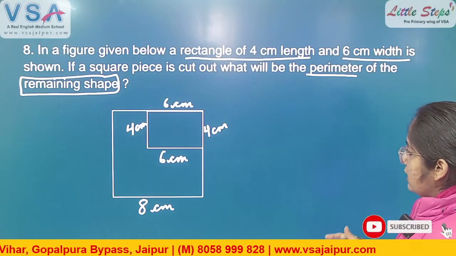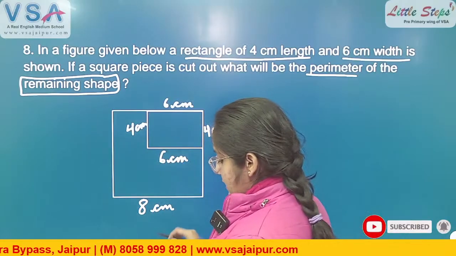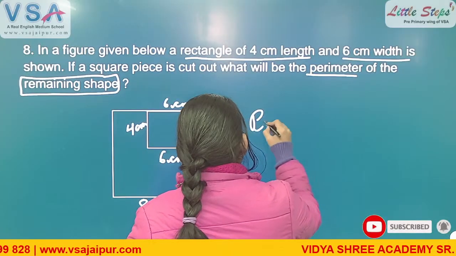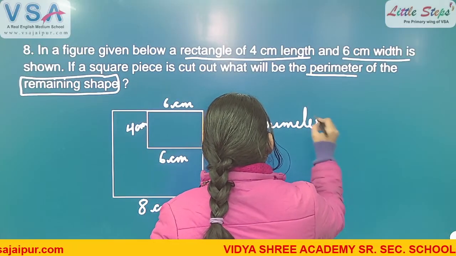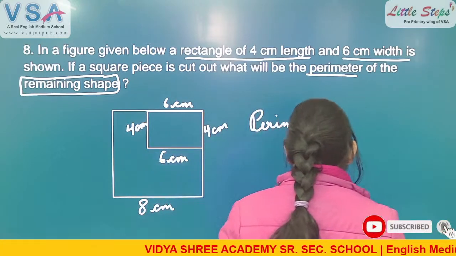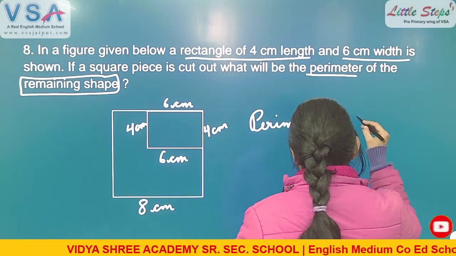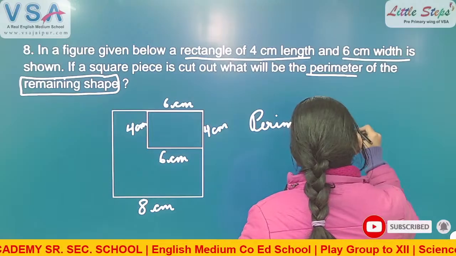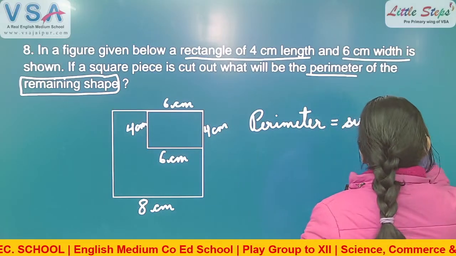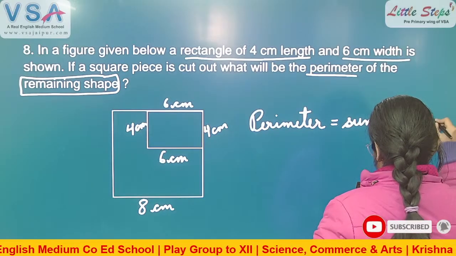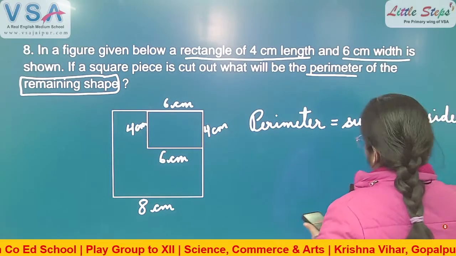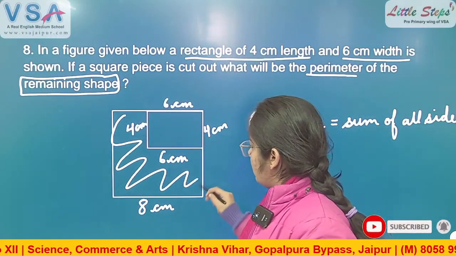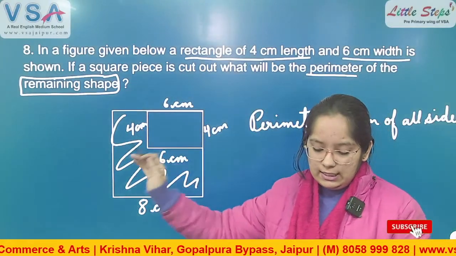So when we talk about it, it is the sum of all sides, right? So perimeter is what? Perimeter is the sum of all sides, and we have to find the perimeter of this shape, leaving this rectangle here, right?